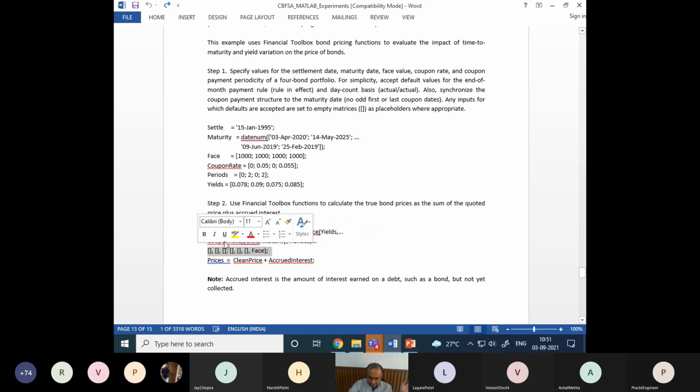And then it returns 2 things, the clean price and accrued interest. So I calculate the price of all the bonds equal to clean price plus accrued interest. So this returns 4 different prices for 4 bonds on this particular date, 15 January 1995. So if my maturity is this, the face value of all bonds is this, this is the coupon rate, this is the period, this is the yield, then what will be the bond price of these 4 bonds I get in this vector? Let me copy paste this in MATLAB and run it.